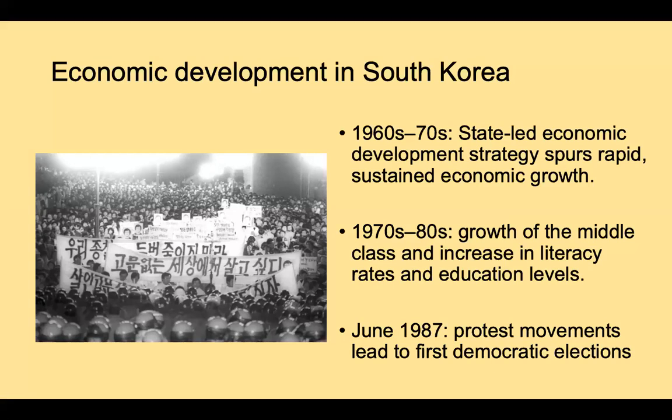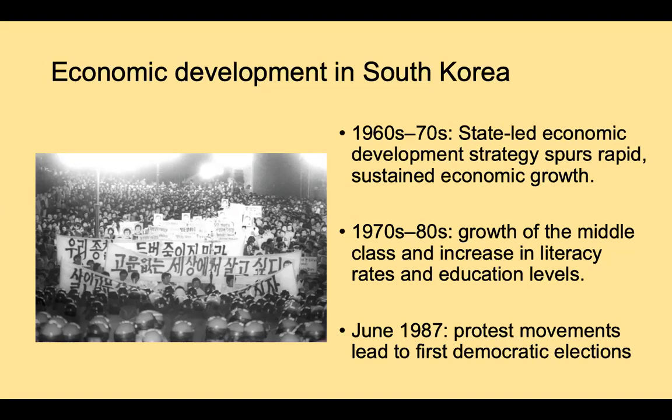Now, this economic development strategy that produced rapid growth also transformed the society itself. And the middle class grew to a great size, and literacy rates increased dramatically, as did education levels, all as a result of the economic miracle that took place in response to this development strategy pursued by the military government. Now, this process of socioeconomic modernization gave force to huge protests and movements among students and other groups in society who protested the continuation of the authoritarian regime and eventually helped to bring about the first democratic elections in June 1987. This is the development process in South Korea.